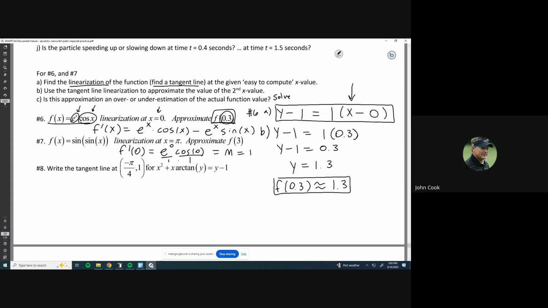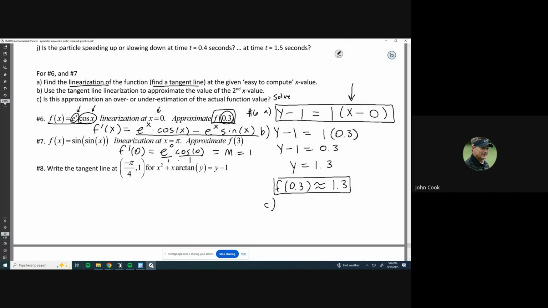And then the last question, it says, is this approximation an over or underestimate of the actual function value? Well, there's actually two ways to do this. The first way is the way that we show you in class, the standard calculus way, which is take the second derivative. So here's the first derivative, right? So the second derivative, I would just use product rule twice.